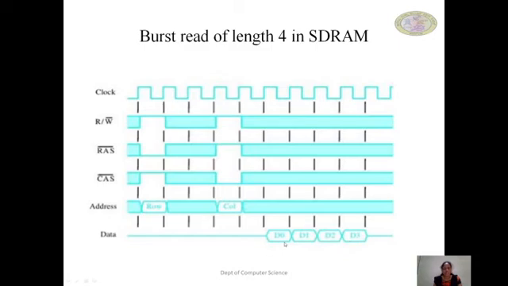That is, first D0 is placed on the data bus. Once D0 has been placed, in the next 3 consecutive cycles we can place the remaining 3 words on the data bus.